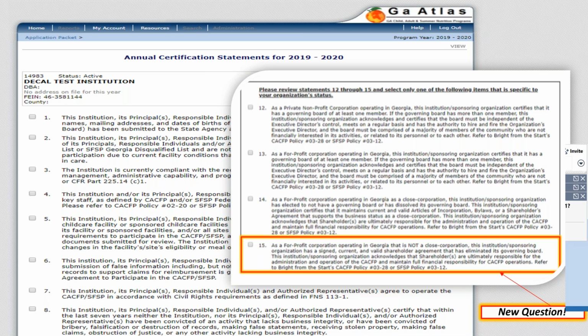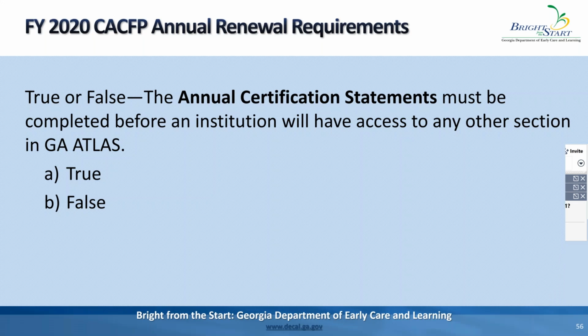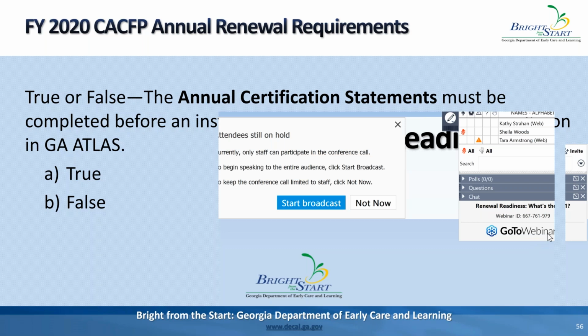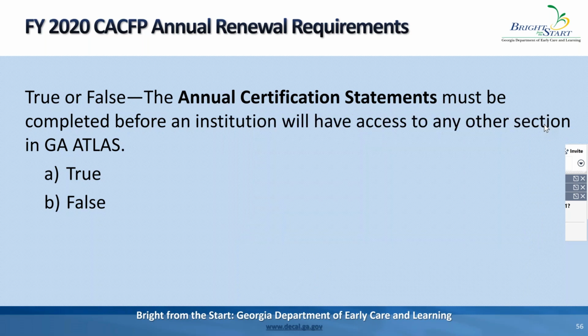All right, true or false? The annual certification statements must be completed before an institution will have access to any other section in Georgia Atlas. Is this true or false? The correct answer is true. You must complete your annual certification statements. And just an FYI, please make sure you're reading your annual certification statements and making sure that you are following them. Okay?